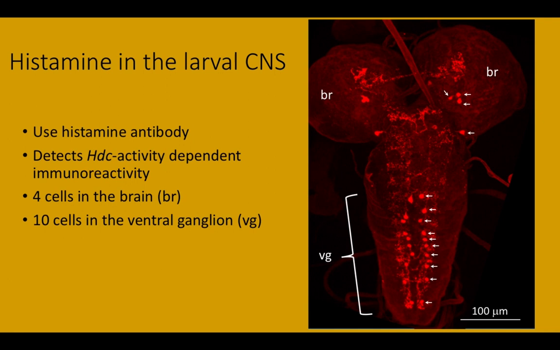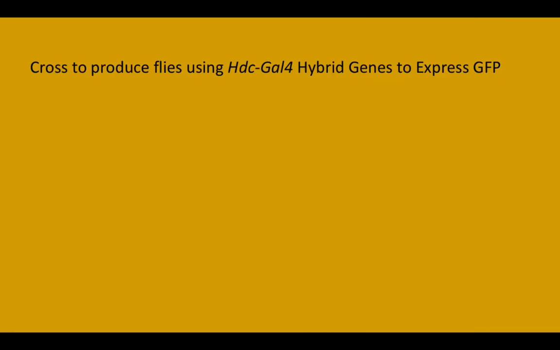For the purposes of our research, before we can analyze the presence of histamine, we need to understand whether or not GFP is being expressed in these cells. In our study, we used a cross to produce flies using Hdc Gal4 hybrid genes to express GFP.